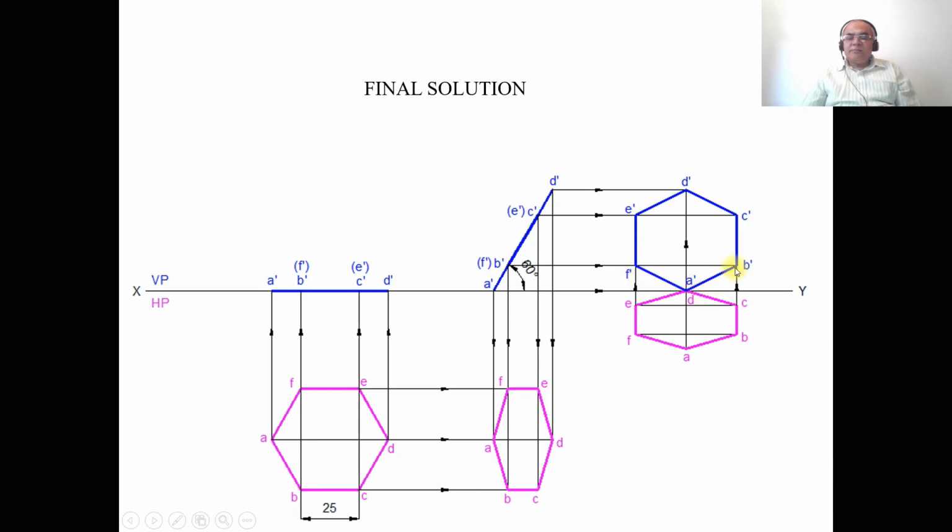Join A dash to B dash, B dash to C dash, C dash to D dash, D dash to E dash, E dash to F dash, and F dash to A dash with a dotted line. So this is how you will be able to complete this drawing by using the sketchbook and show the dimensions accordingly of a hexagon of 25 mm side, such that the surface makes an angle of 60 degrees with respect to the XY line. So this is how you will be able to analyze and complete the drawing by using the sketchbook. Thank you.